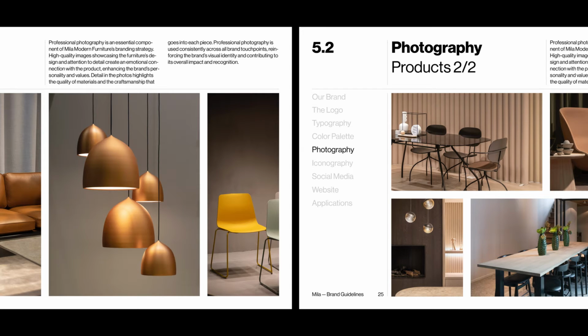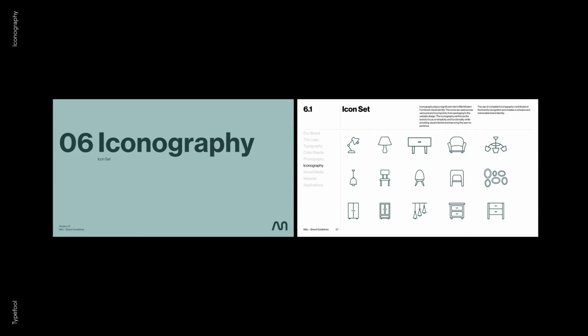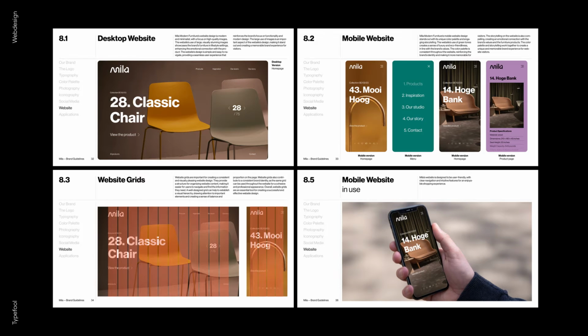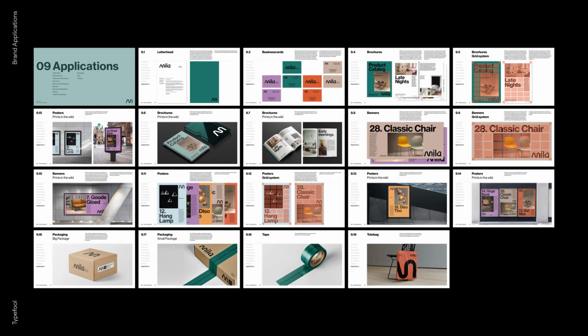Comprehensive brand guidelines also cover photography style, iconography, and where appropriate, the brand's social media and website presence, and other brand applications. Remember, the specifics may vary for each brand. Some may have a strong social media presence, while others may focus on a distinctive brand aesthetic. The key is to tailor the guidelines to where the brand is visible and what visual assets they utilize.